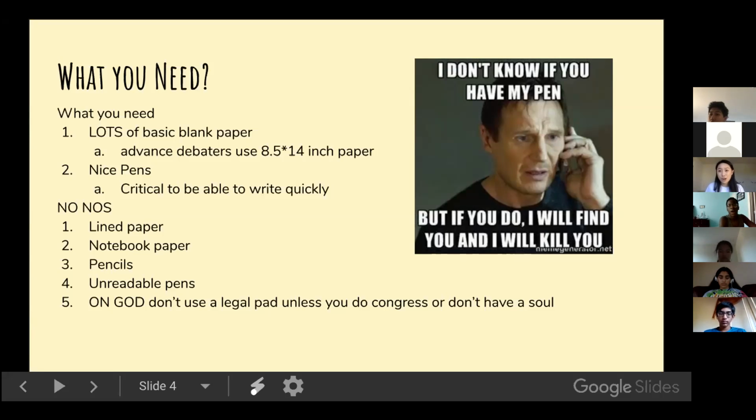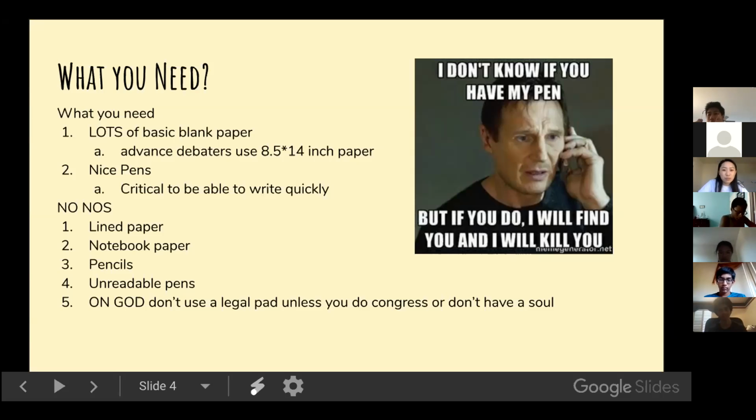So if you got some neon pens happening, I suggest you not use them because your eyes will get tired. And sorry, but please do not use legal pads unless you're doing Congress and don't have a soul. Not that Congress debaters don't have souls, just that people who choose to use a legal pad probably don't have a soul. You'll understand that when you start debate or if you do policy debate.